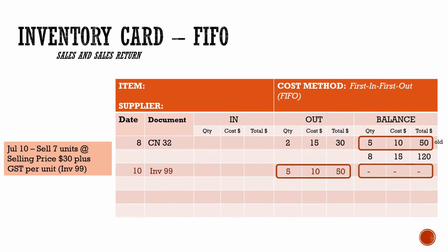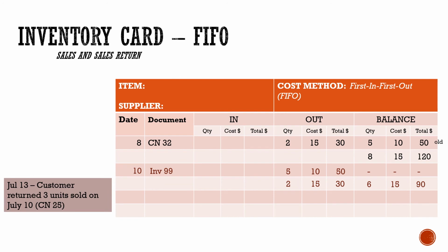Now, because we are selling 7 units to the customer, we now have to record the balance of the 2 units that were sold, and they are coming from the newer batch, which had a cost price of $15 per unit. So here in the out column, we record the sale of the 2 units at a cost price of $15 per unit, leaving us with a balance of 6 units at a cost price of $15 per unit.